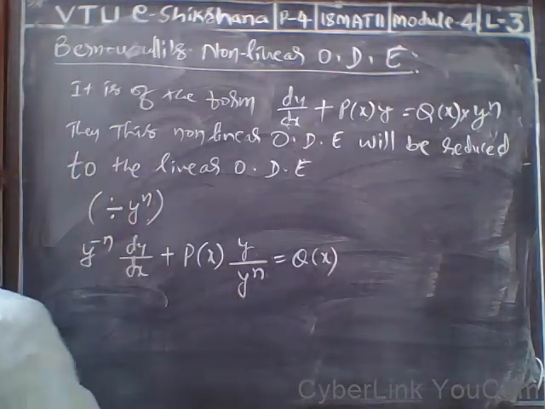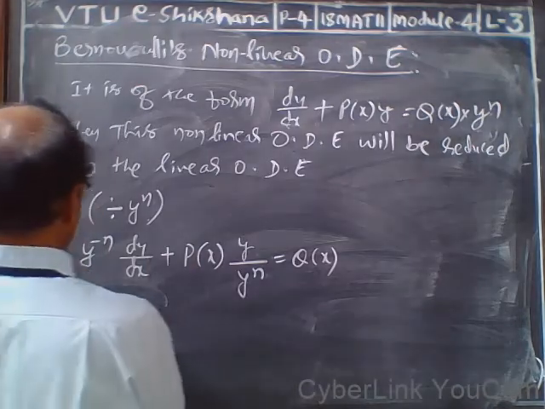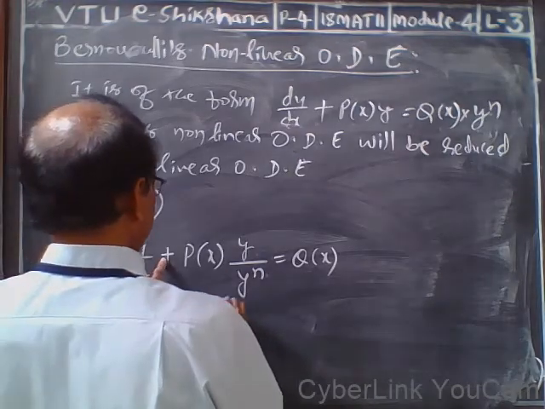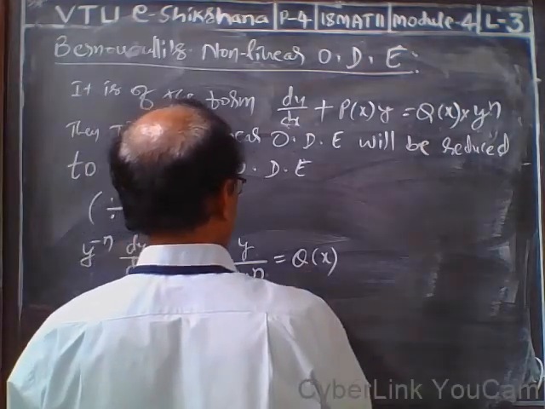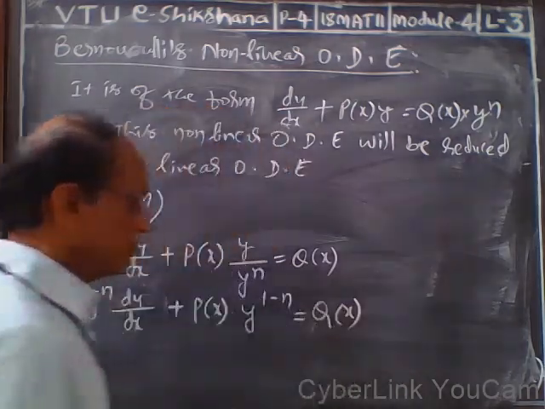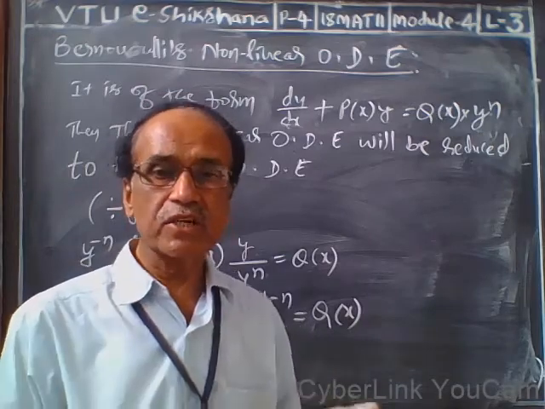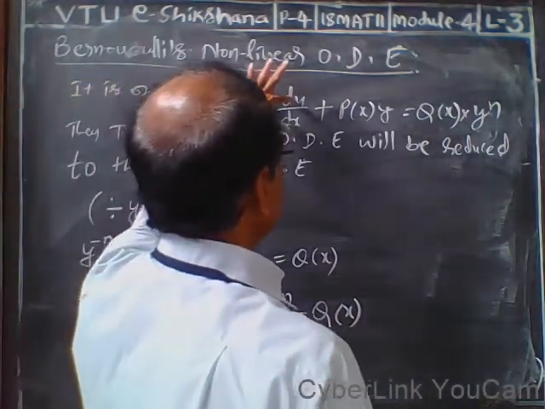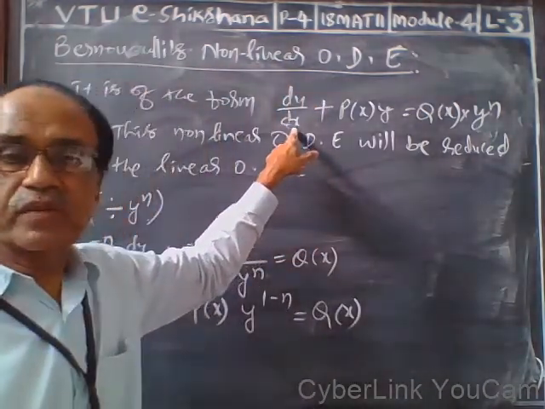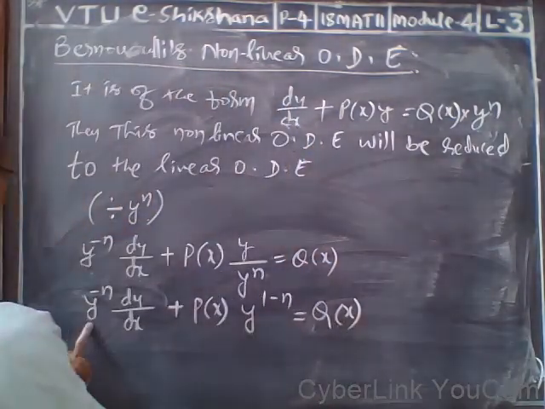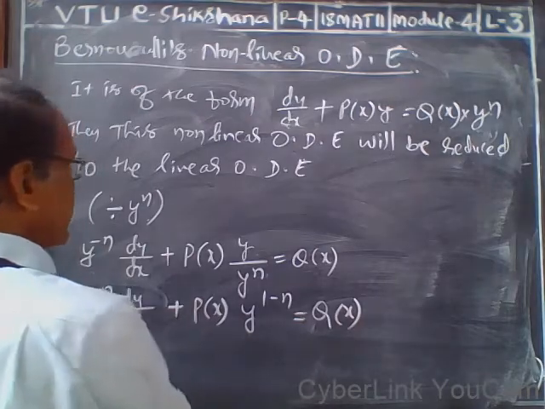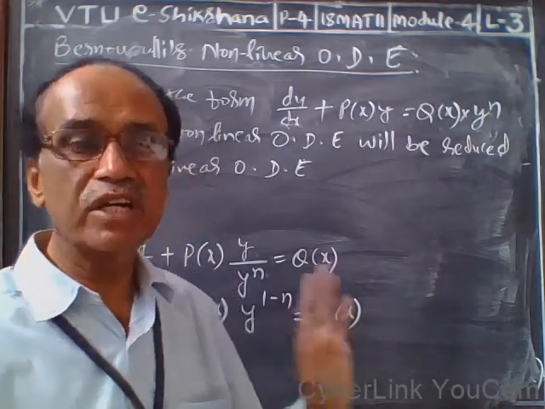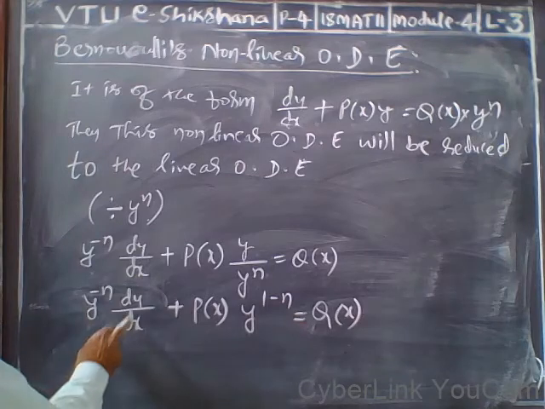Now, further simplification: here also this is to be removed. Let us take it like this: y to the power minus n dy by dx plus p of x into y to the power 1 minus n is equal to q of x. So the right side should be a function of x alone, free from the dependent variable. In this case, the dependent variable is y, whereas the independent variable is x. Then y to the power minus n and the derivative you leave alone, and a constant, if it comes in the problem, you can leave as it is. So y to the power minus n dy by dx is there.